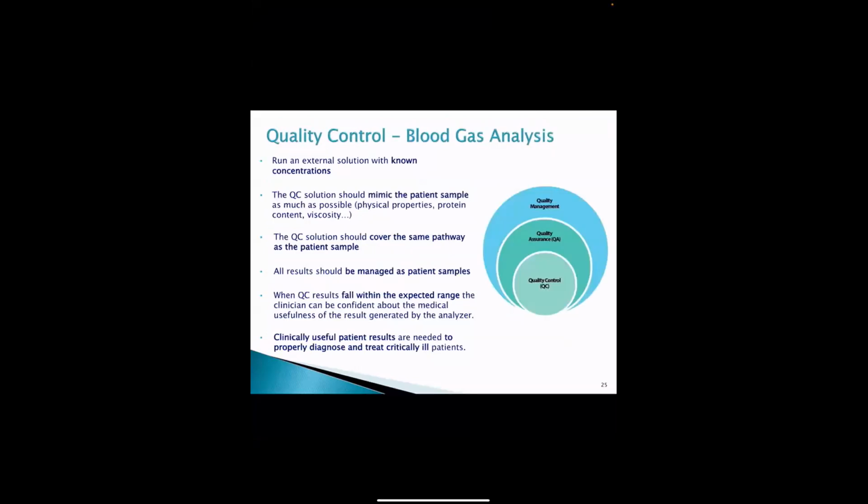So let's focus here on the quality control in the blood gas analysis. The quality umbrella will include the quality management system, the quality assurance, and the quality control. In the blood gas test, the quality solution should mimic the patient sample as much as possible, and all results should be managed as a patient sample. So when the quality control results fall within the expected range, the clinician can be confident about the usefulness of the result generated by this analyzer.